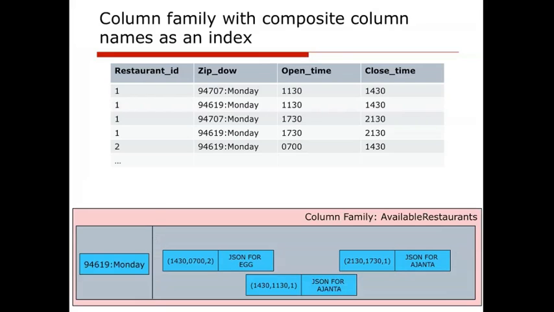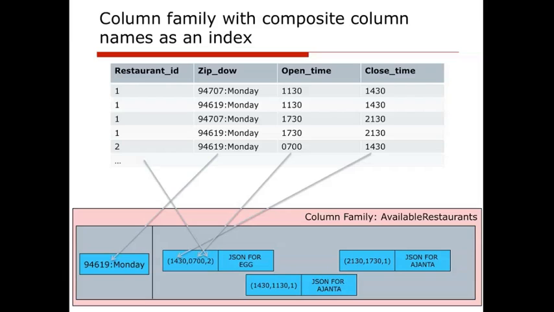So we can take this data that we denormalized in our table and map it to a column family. The zip code and day of the week is the row key. The closing time becomes one component of the composite column name. And then the opening time and the restaurant ID become another component of the column name. And then the column value is the JSON representation that we need to get back to display to the user.